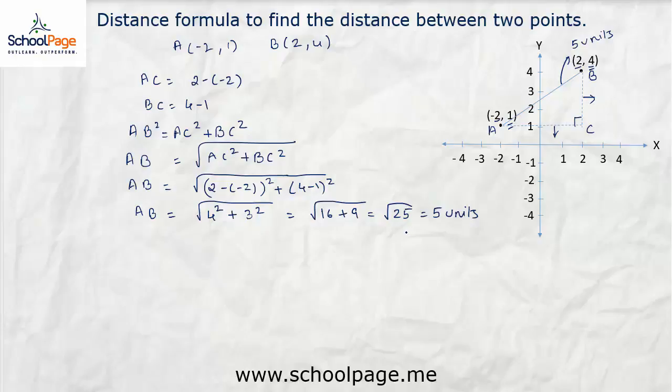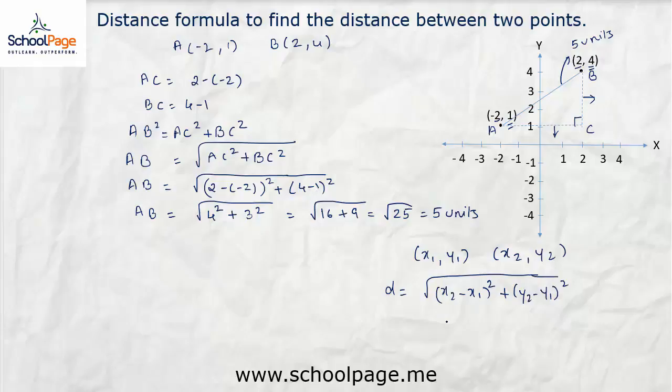Now if we have to find the distance between 2 points x1, y1 and x2, y2, we can find the distance between these 2 points by drawing a right angle triangle like we drew before. We can also find the length of the hypotenuse using the Pythagoras theorem. The length of the hypotenuse is the distance between the 2 points, and this is the distance formula. The distance formula is given by d equals square root of x2 minus x1 the whole square plus y2 minus y1 the whole square.